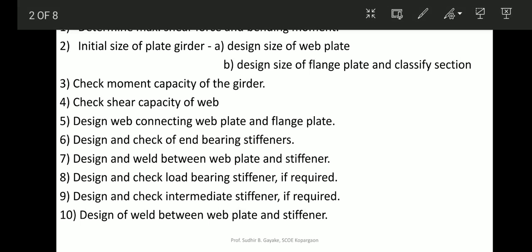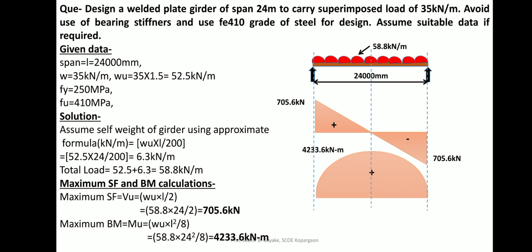We will directly switch towards the numerical. So this is the numerical statement. Design a welded plate girder of 24 meter span to carry a superimposed load of 35 kilonewton per meter. Avoid use of bearing stiffeners and use Fe410 grade of steel for design. Assume suitable data if required.